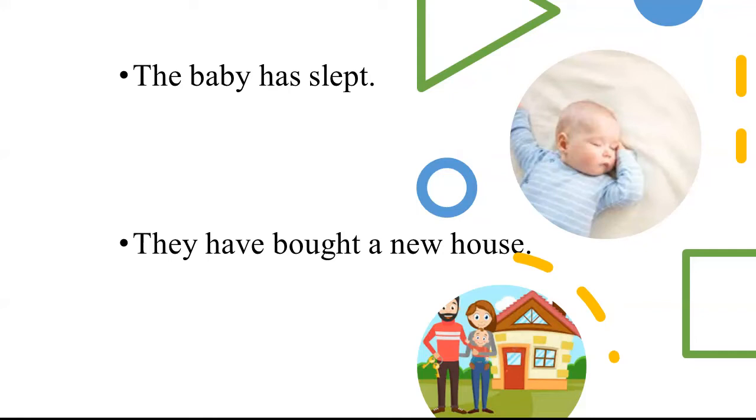Second picture is of a family. They are holding the keys in their hand. It means they have bought a new house. The action is also completed here. The process of buying the house is finished. They have bought it. So the completed action comes under present perfect tense, and the structure goes like the subject, has, and past participle. The subject, have, and past participle.